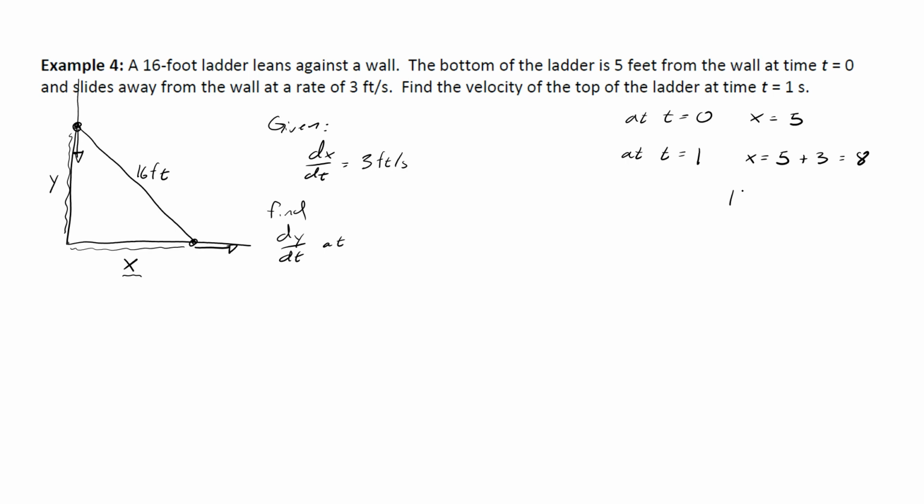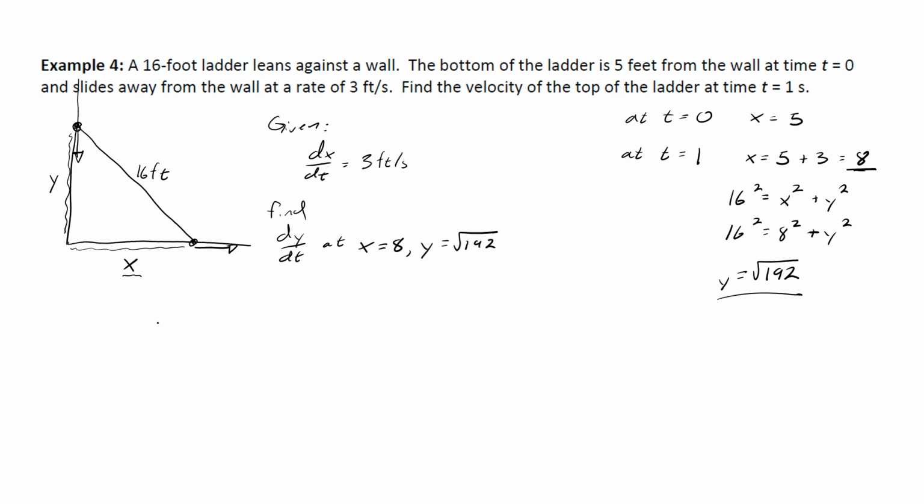I know that 16 squared is going to be equal to x squared plus y squared. And I know x in this case is going to be 8. So it's going to be 16 squared is equal to 8 squared plus y squared. And when I go through and do this, I'm going to end up with y is equal to the square root of 192. Okay, using that square root of 192 and the point x equals 8. So it's at x equals 8, y equals the square root of 192.